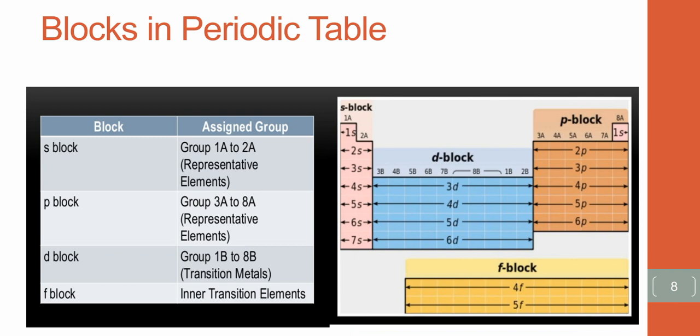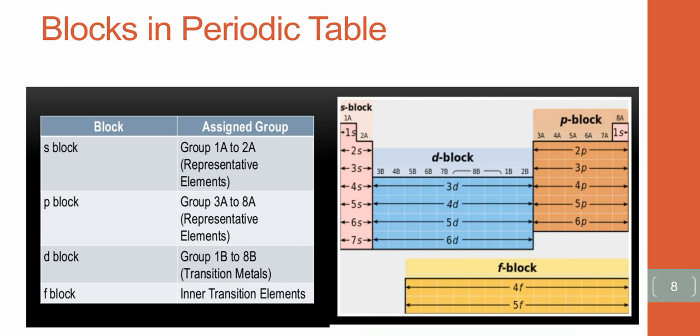So at the left side of the periodic table are S block elements, group 1A to 2A. These are representative elements or normal elements. At the right side of the periodic table there are the P block elements, and assigned groups are group 3A to 8A because they have their valence electrons in p orbital.